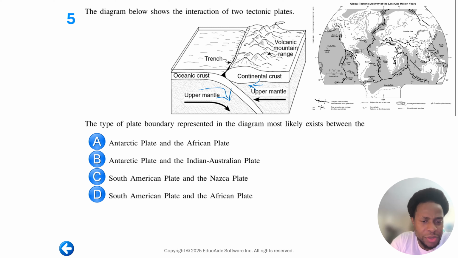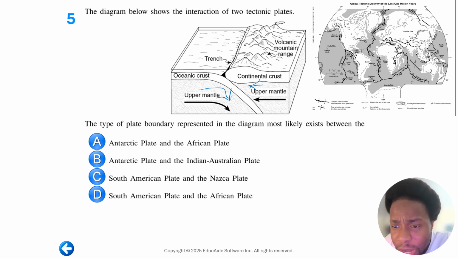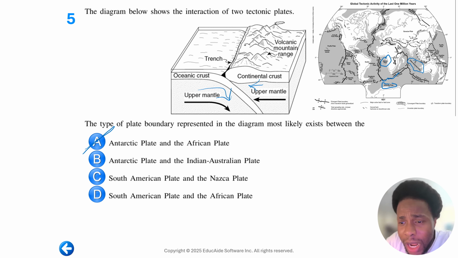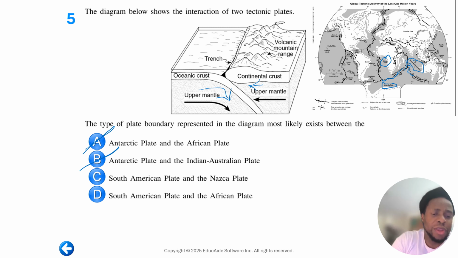So out of all of these options, A, B, C, D, which one is a convergent plate boundary? Let's start with option A, Antarctic plate and the African plate. Between those two plates, we have a divergence. Our question is talking about convergence, so option A is out. Antarctic plate and the Indian-Australian plate. Again, all of the boundaries between them are divergence. We are looking for convergence.